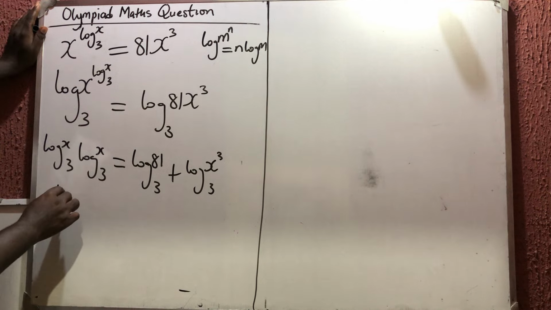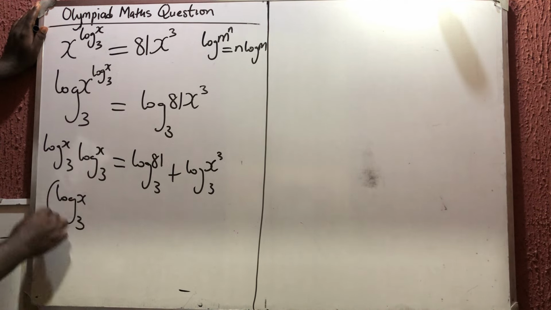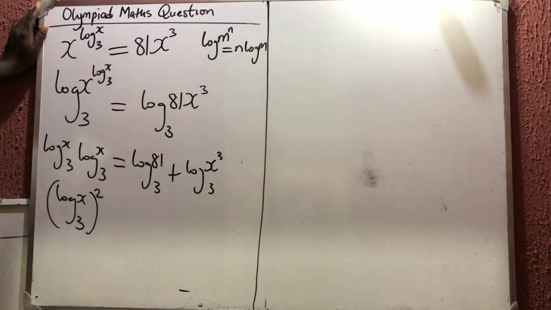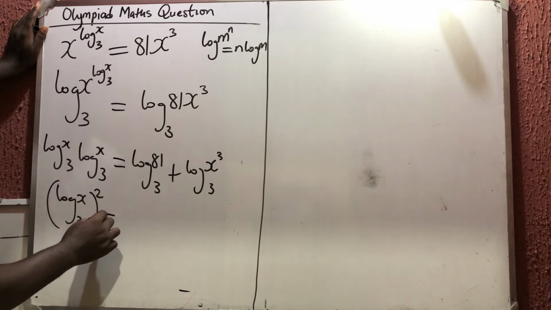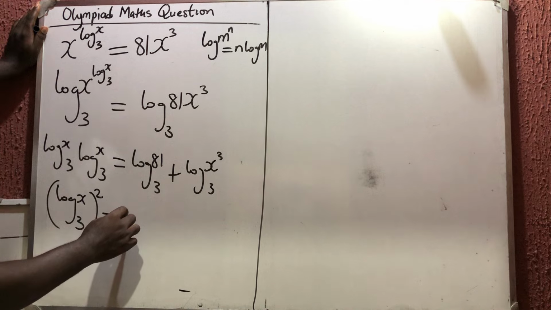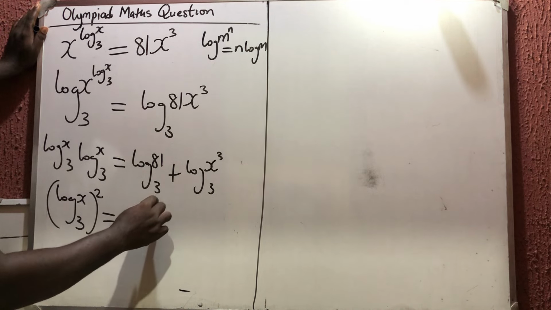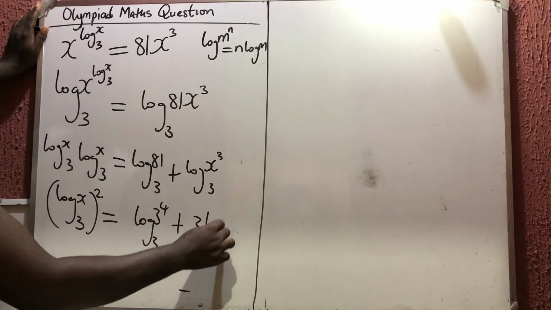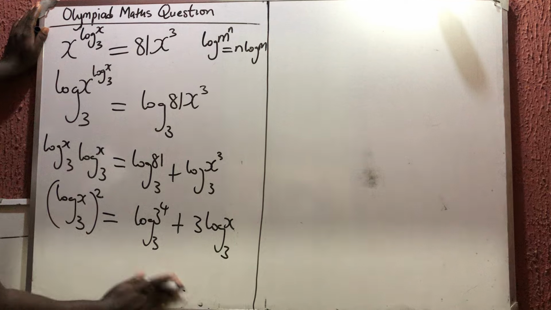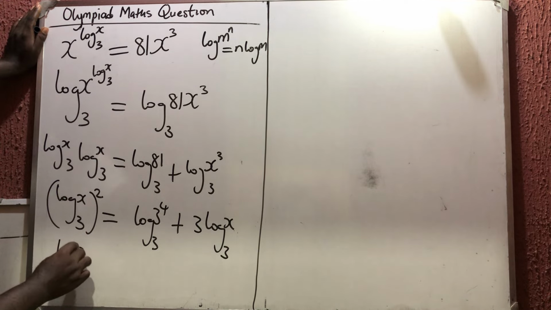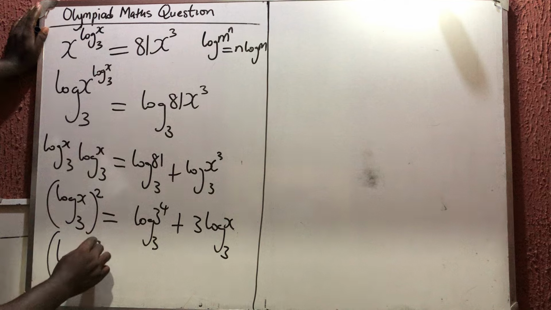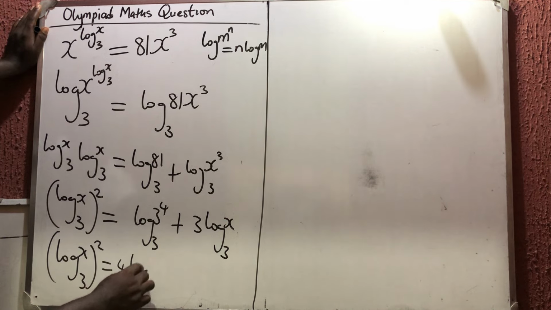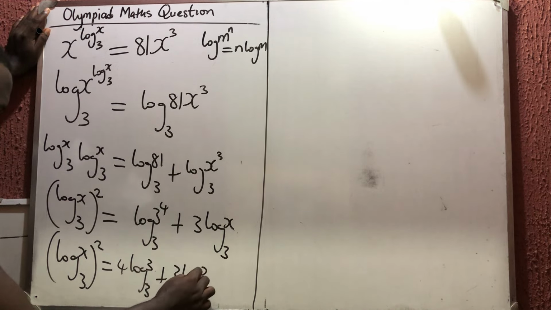All right, so now this could be written as log x base 3 all squared. When something multiplies itself, it can be written like this. This is equal to log 3 raised to power 4 base 3, then plus the 3 can come to the back to become 3 log x base 3. All right, so now log x base 3 all squared is equal to 4 log 3 base 3 plus 3 log x base 3.